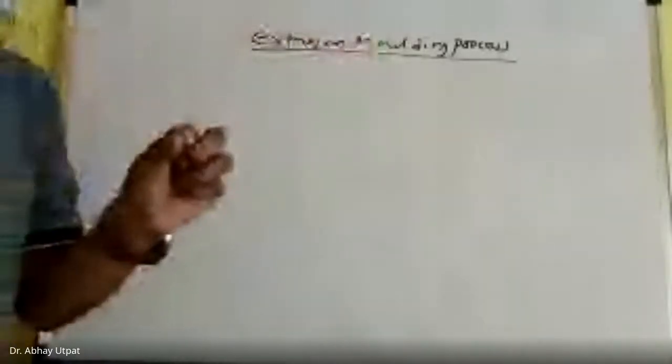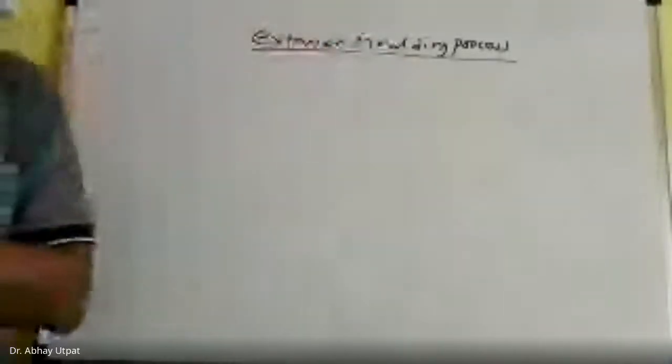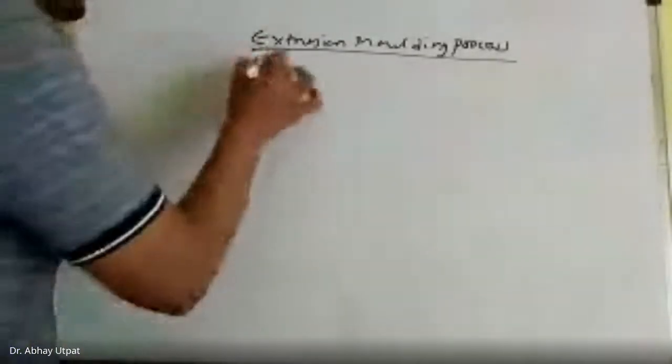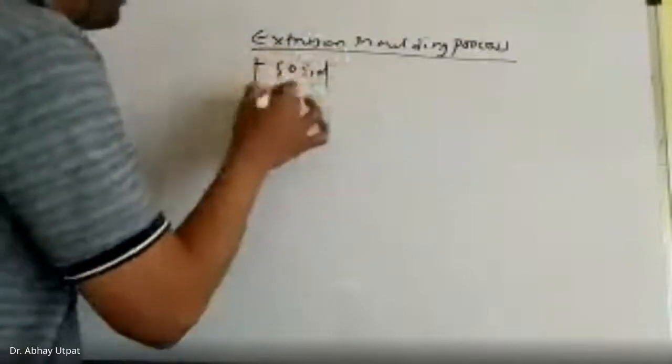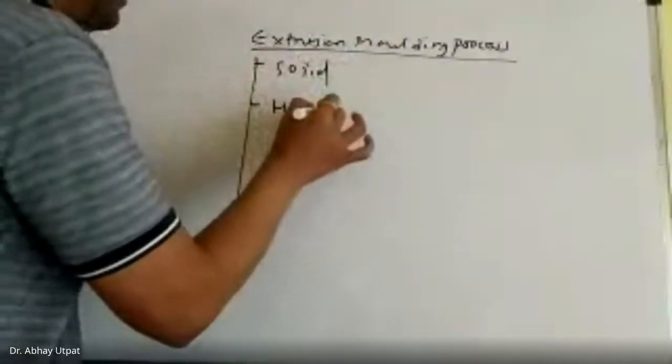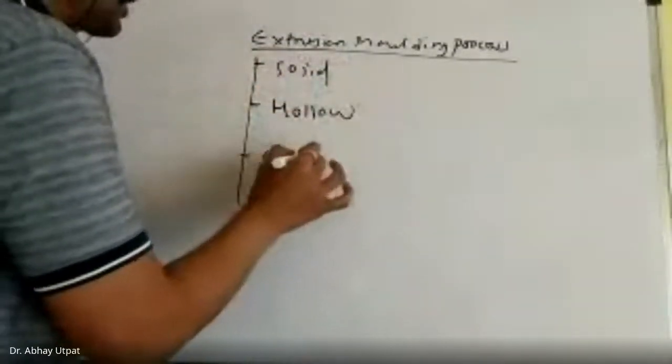Even the pipe which has good stiffness, means your white PVC pipe you are observing in your domestic and other official areas, that you can't wind, that pipe is also produced by extrusion process. So extrusion is the process which is used for producing solid parts, hollow parts, or co-extrusion. You can see solid part, hollow part, and co-extrusion.